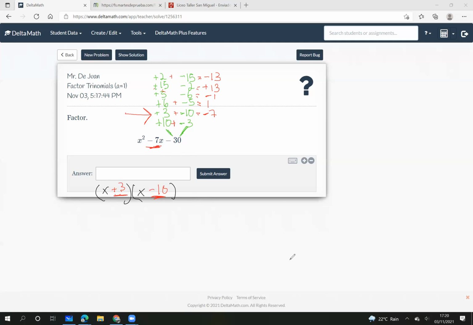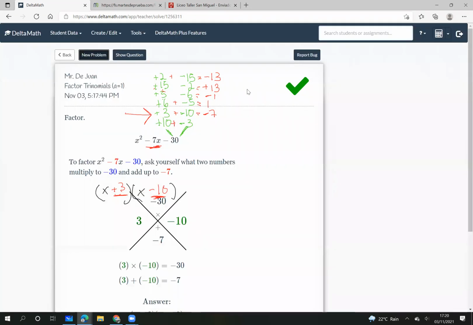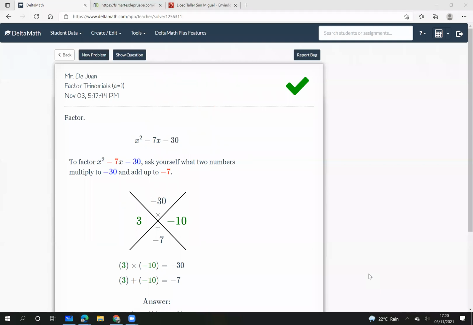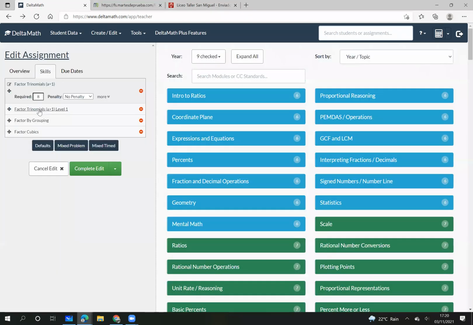So I know that my answer is going to have to be x plus 3, x minus 10. Okay? This is fundamental for the future of math, especially in math and physics, okay? You will be doing this in the future, so understanding it and having a good grasp now will help you in the future, okay? Let's take a look at the next one.